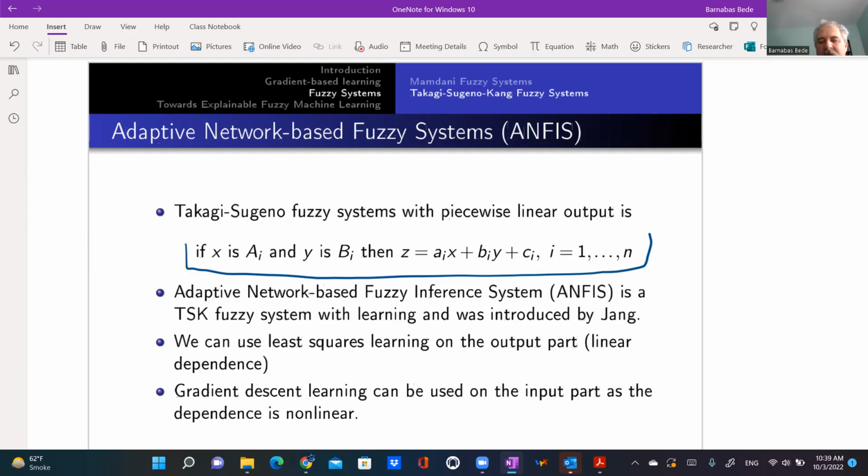ANFIS is a Takagi-Sugeno-Kang fuzzy system type, and we can use least squares. There is a linear dependence even on these coefficients a_i, b_i, c_i. x and y are input values, so those are going to be constants when you plug in data points. So we can learn these by least squares.